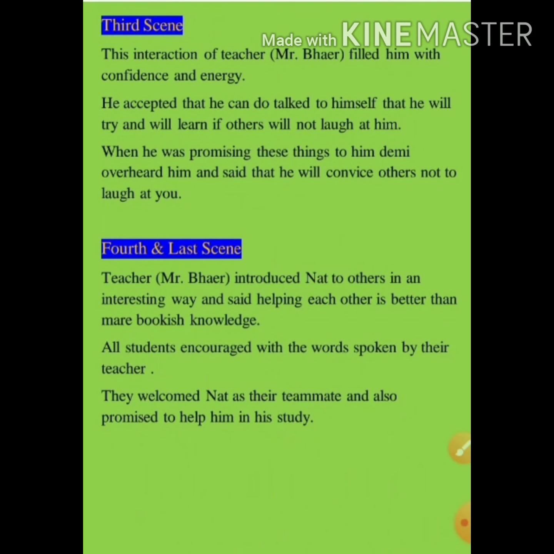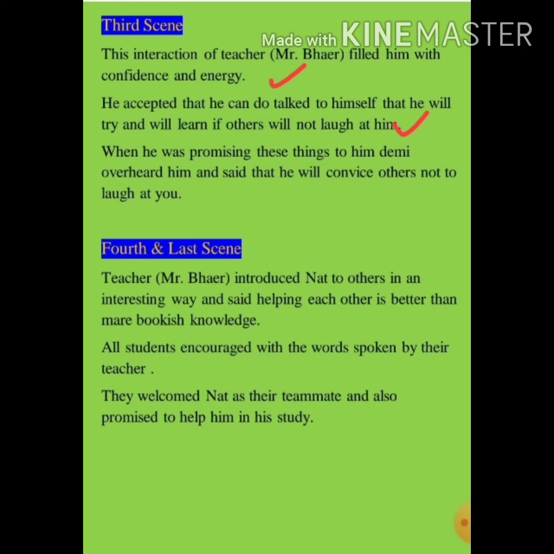In the third scene, due to the interaction of Mr. Bhair, the teacher, and Nat, he was filled with confidence and energy because his teacher encouraged him. His teacher recalled his qualities in front of him, and he accepted that he can do whatever he wants to do.